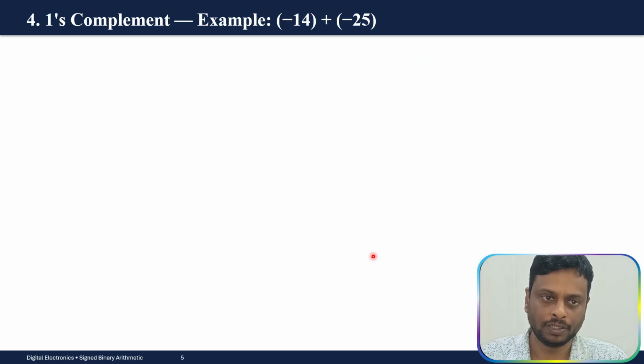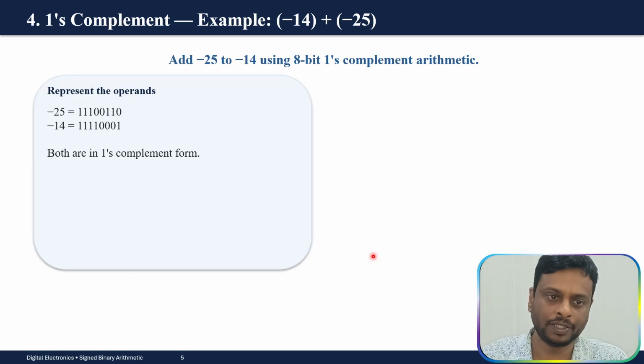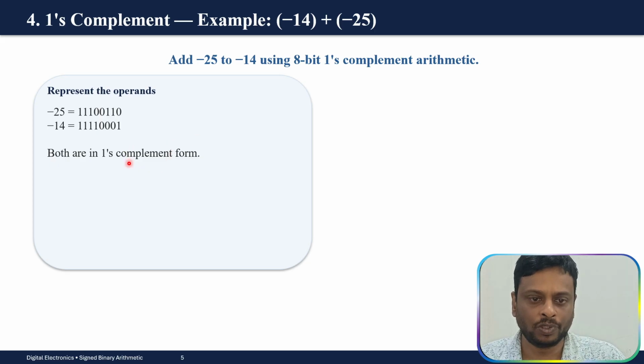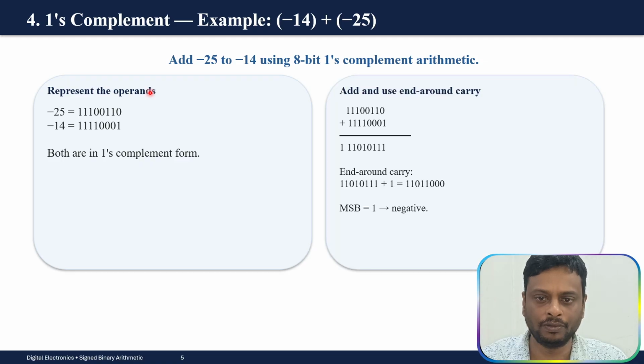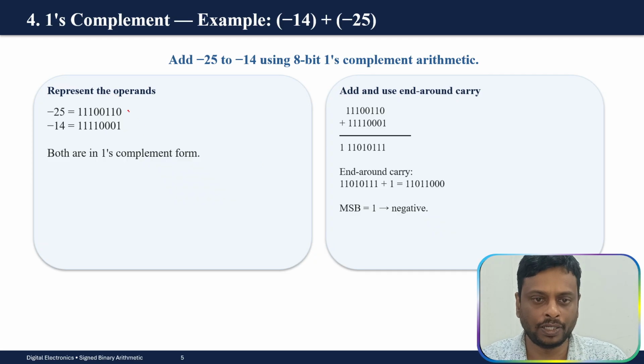Next one is -25 and -14, where both numbers are negative. You take both in 1's complement form: -25 in 1's complement form, and -14 in 1's complement form. Then you have to add. Both numbers are in 1's complement arithmetic, and these two numbers will be added.